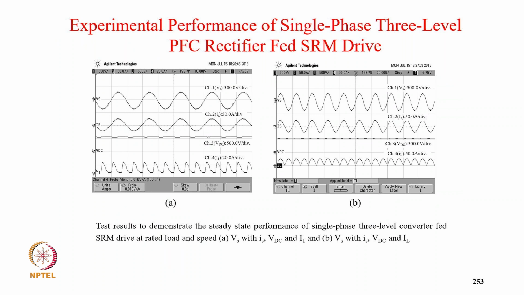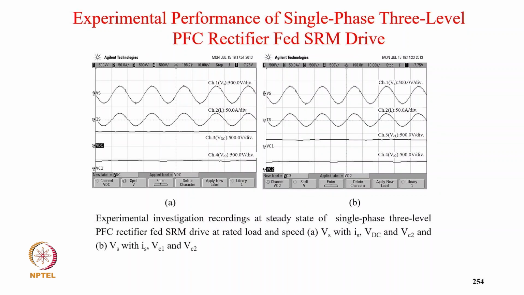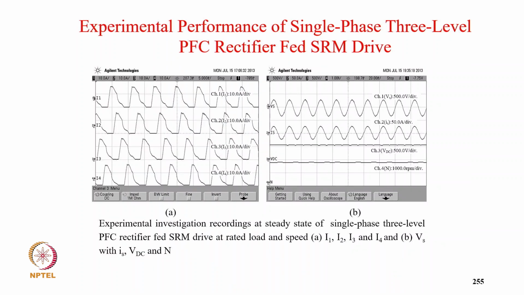And these are the experimental results. You can see the supply voltage, supply current, and then the DC-link voltage and the motor winding current. Then we have the inductor current, which is in phase with the supply, and these are the DC-link voltage and capacitor voltages VC1 and VC2, which are equal. And then the four-phase winding currents of the motor and the supply voltage, supply current.